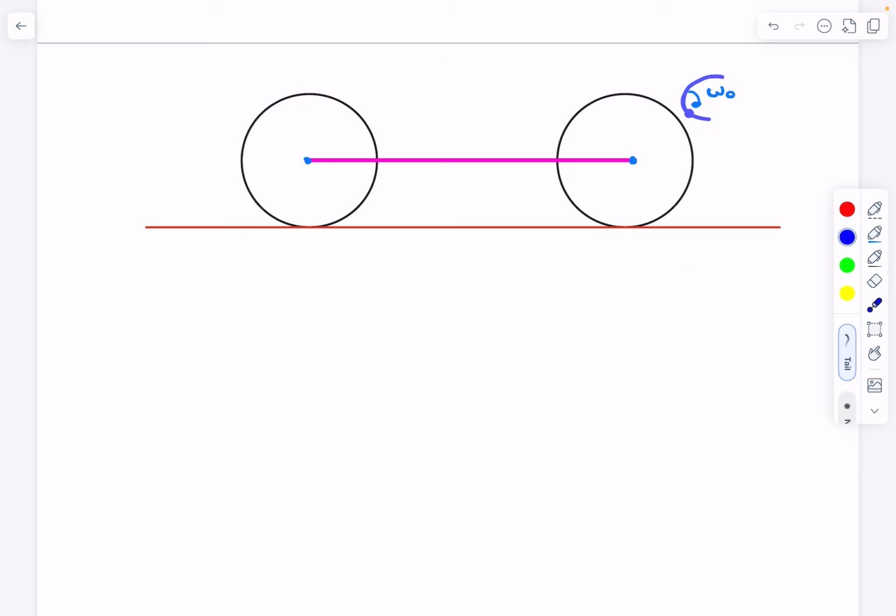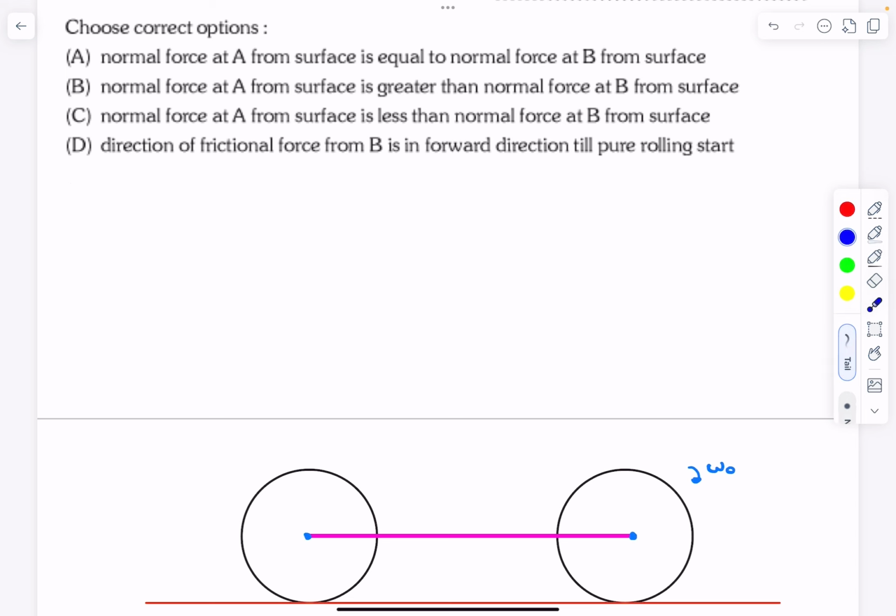Okay guys, so this is the diagram of the situation. Initially only the front disc had a rotational speed and the back disc was at rest. Now in the first question they're saying the normal force at A from the surface is equal to the normal force at B from the surface.